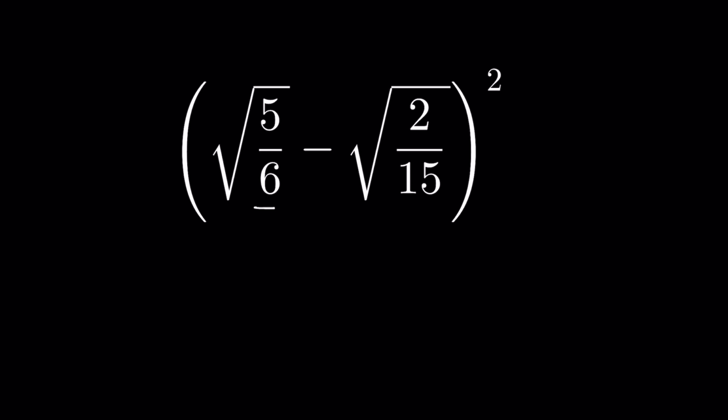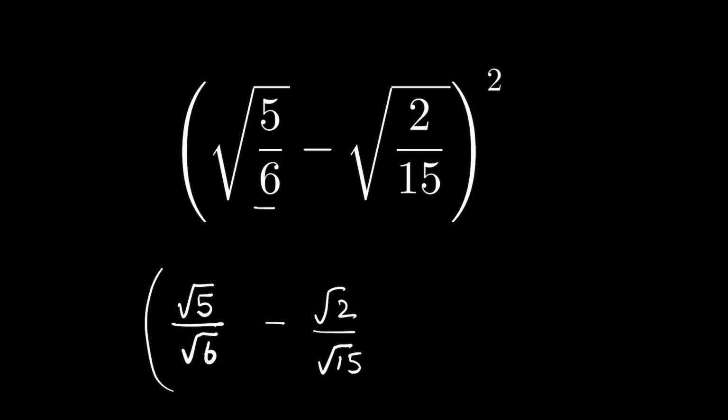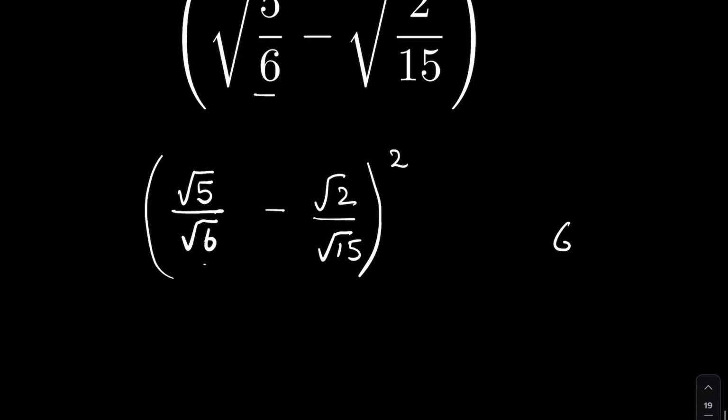equalize the denominators. Here we have, let's write it as square root of 5 upon square root of 6, because square root of a upon b, we can write as square root of a upon square root of b, minus square root of 2 upon square root of 15, whole square. Now 6 and 15, we have to find the least common multiple. Least common multiple of 6 and 15 is 30. We just calculated it in the previous method. So we have to make the denominator square root of 30 in each.